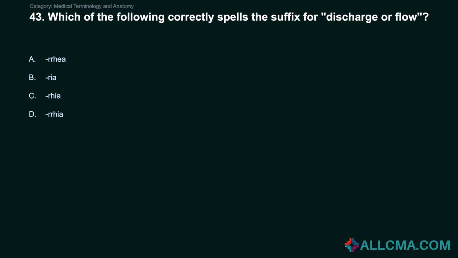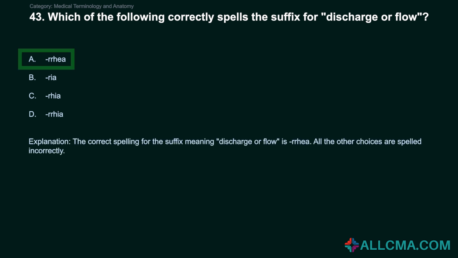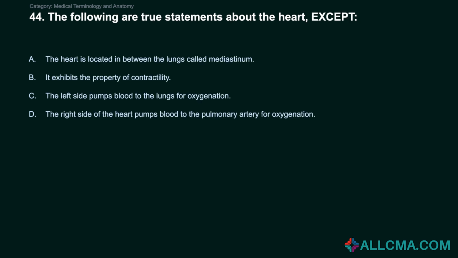A. Ria. B. Ria. C. Ria. D. Raya. Correct answer: F. Ria. The correct spelling for the suffix meaning discharge or flow is Ria. All the other choices are spelled incorrectly.